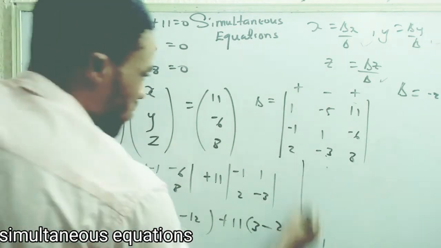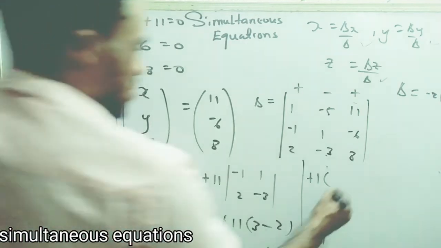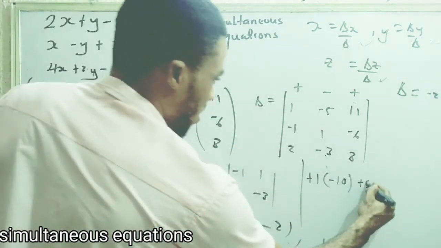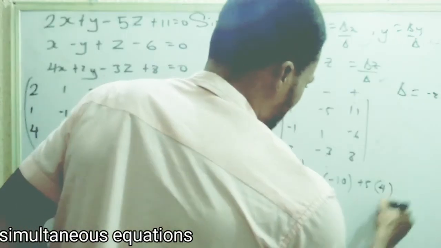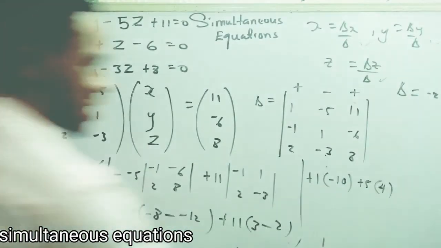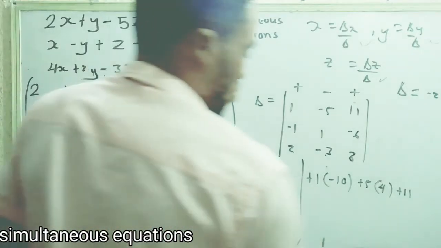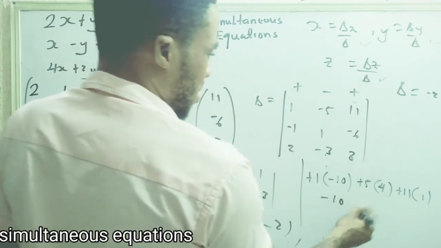So I'll continue further. Using here, I have plus 1 bracket. 8 minus 18 is minus 10. Then here I have plus 5 outside. Then I have positive 12 minus 8, which will give me positive 4. So I move over to the other one. I have plus 11. So I have 11, 3 minus 2 is 1. So this times this is minus 10.